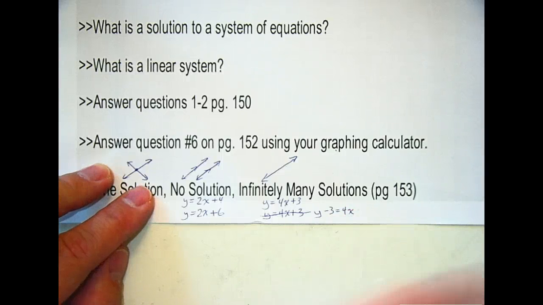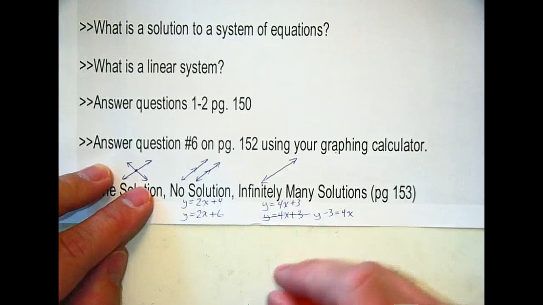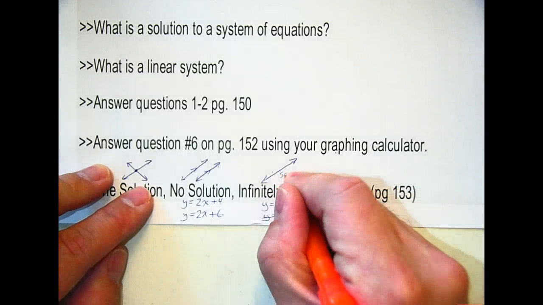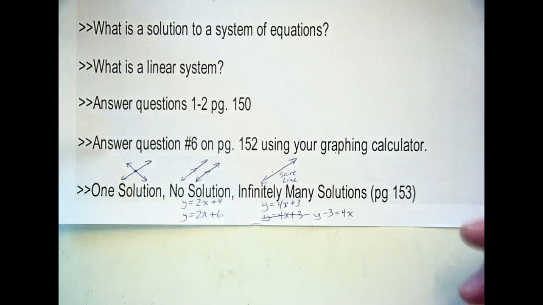And then you put it in slope-intercept form, you see that it's this, and you're like, oh, they're just being tricky. That's infinitely many. All right? So if it's the same line, it's infinitely many. Same line means same slope, same y-intercept. All right. Any questions there?